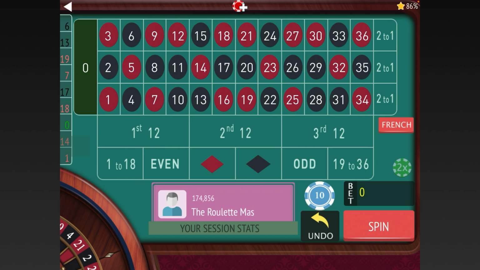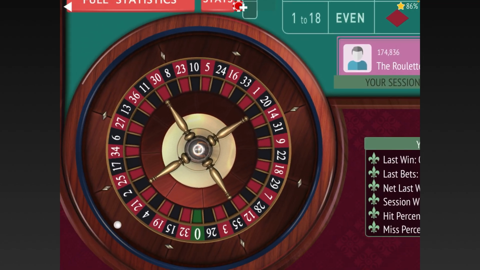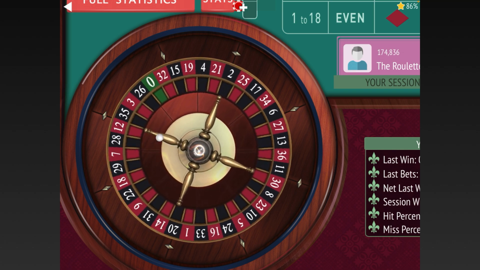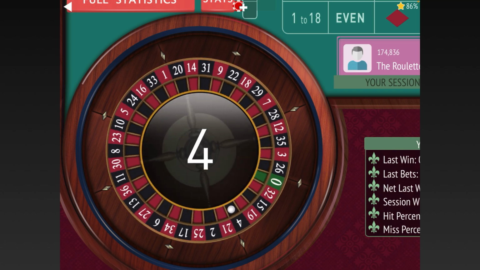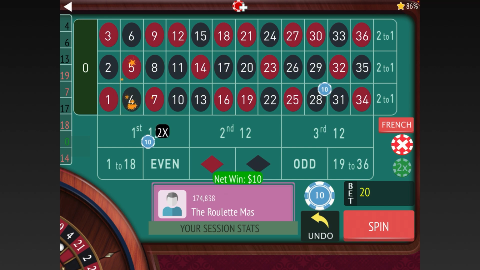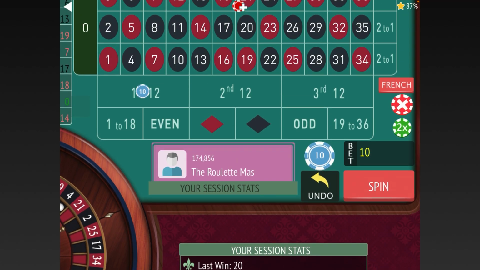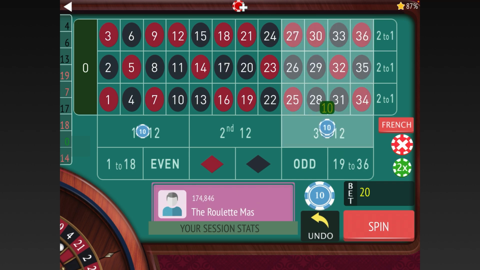So again, it's 2 up, 1 down is Lenny's system, and he has at least the one that hit last in the sequence. So you could put $10 on first 12 and third 12 to start out. And again, with every loss, we're going to go up 2, and then with every win, we're going to go back 1. And so we're up $10. We're going to have 10 on the first 12, 10 on the third 12.